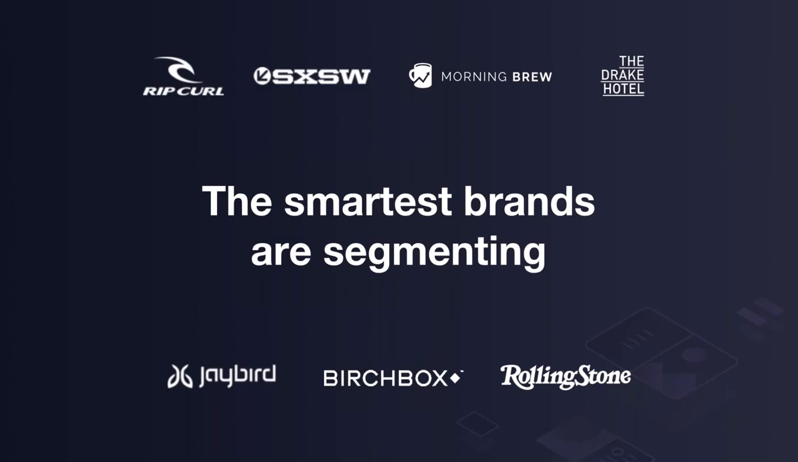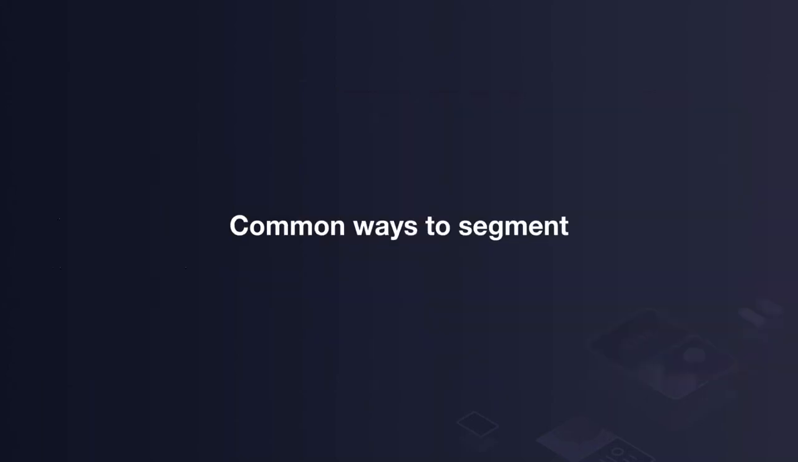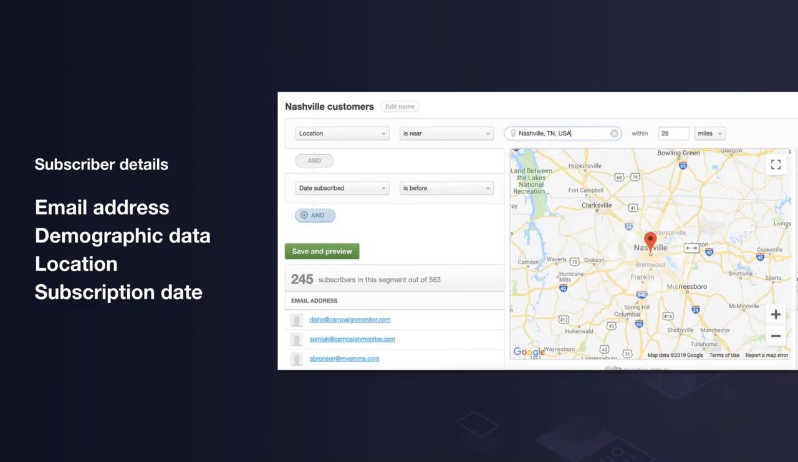And even though the best ways to segment vary from brand to audience and industry, there's a couple of good starting points. First off, I mentioned a little bit ago, gathering the right information about your subscribers. You can segment based on any subscriber details like their demographic data, email address, where they're located, even when they signed up. Here we've got a screenshot of the segment builder inside of Campaign Monitor. So if you have a certain location, maybe you want your customers in a certain zip code or a certain city, you can segment based on that.